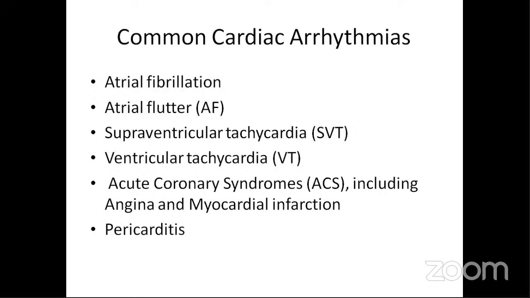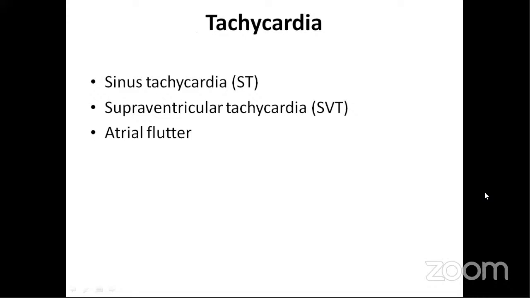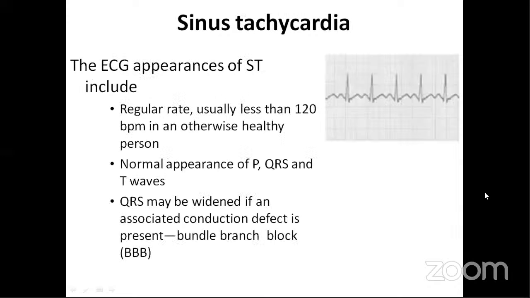Common cardiac arrhythmias are atrial fibrillation, atrial flutter, supraventricular tachycardia, ventricular tachycardia, and acute coronary syndromes, including angina and myocardial infarction, and pericarditis. And again, the tachycardias: sinus tachycardia, supraventricular tachycardia, and atrial flutter. Let's see the ECG appearance when sinus tachycardia is present in a person.